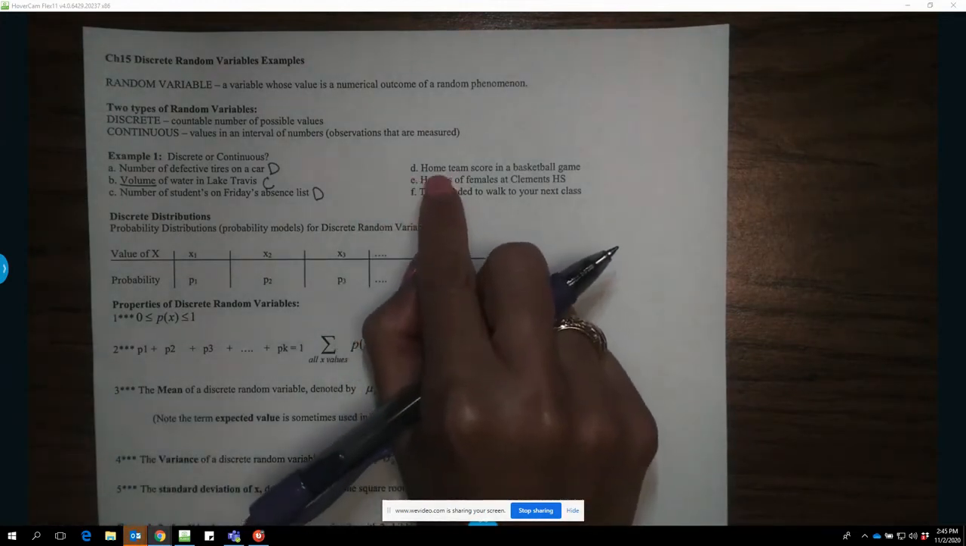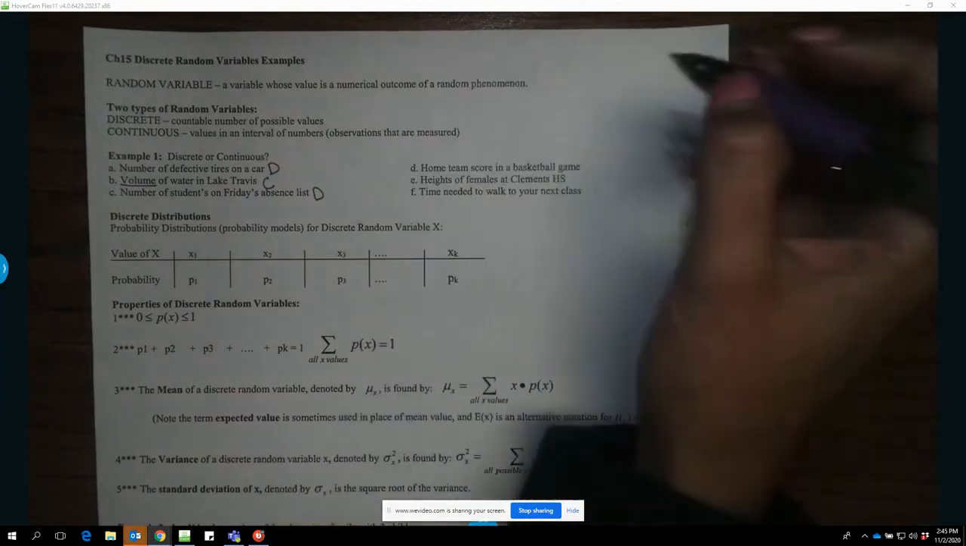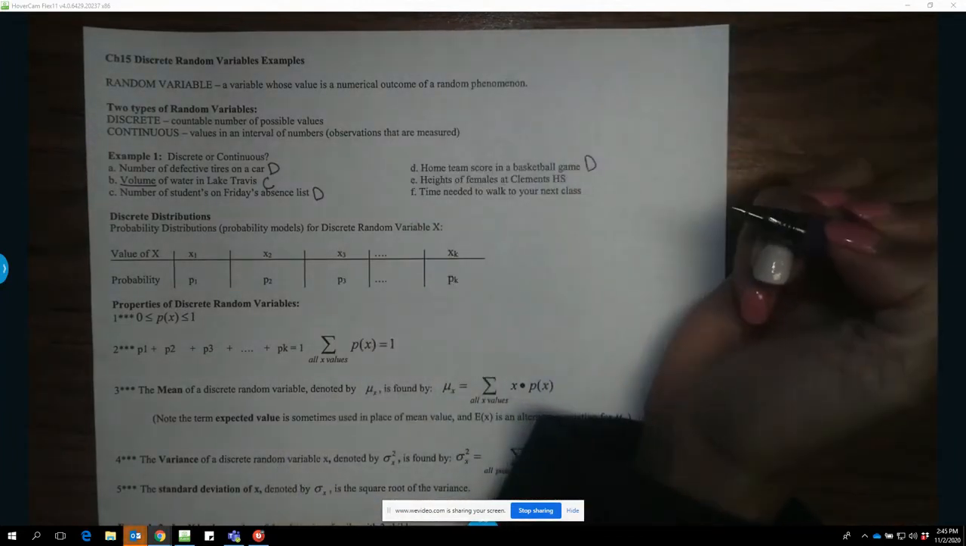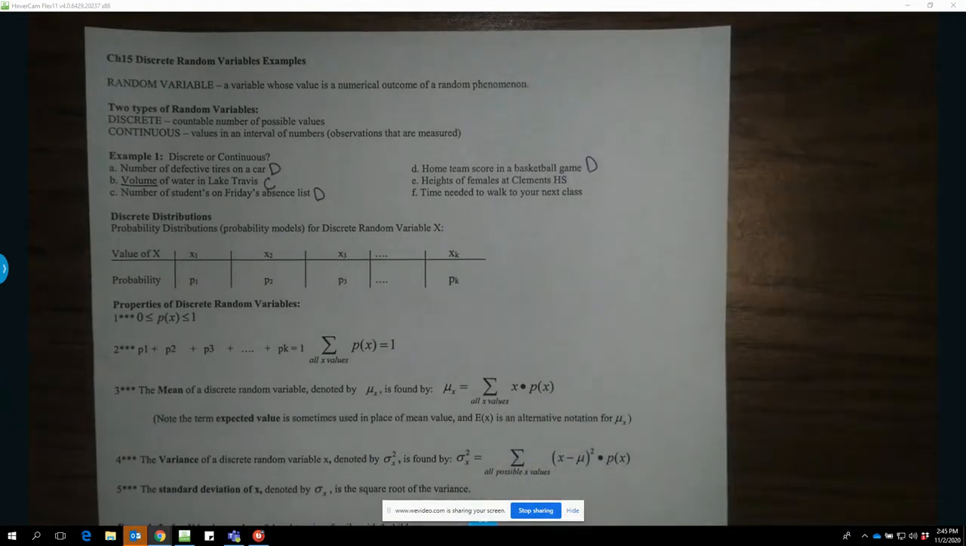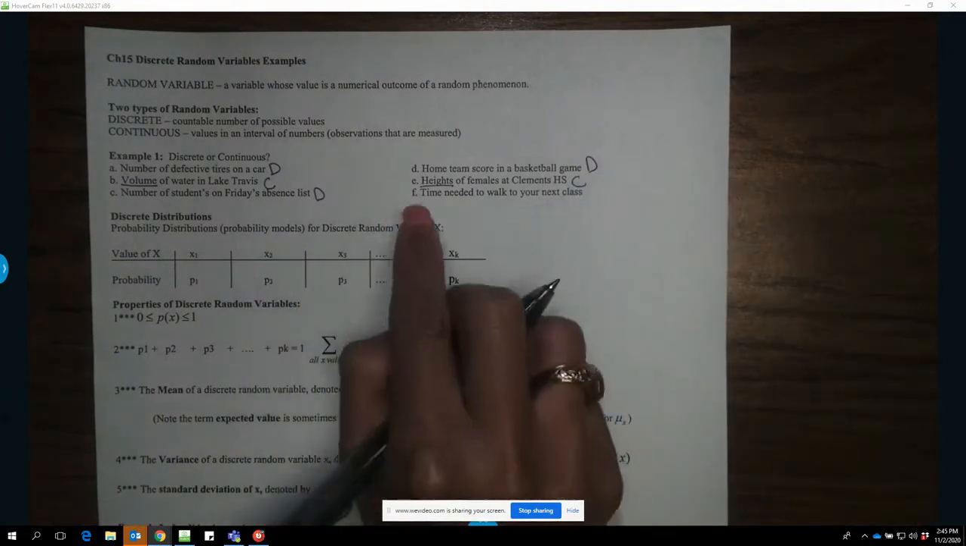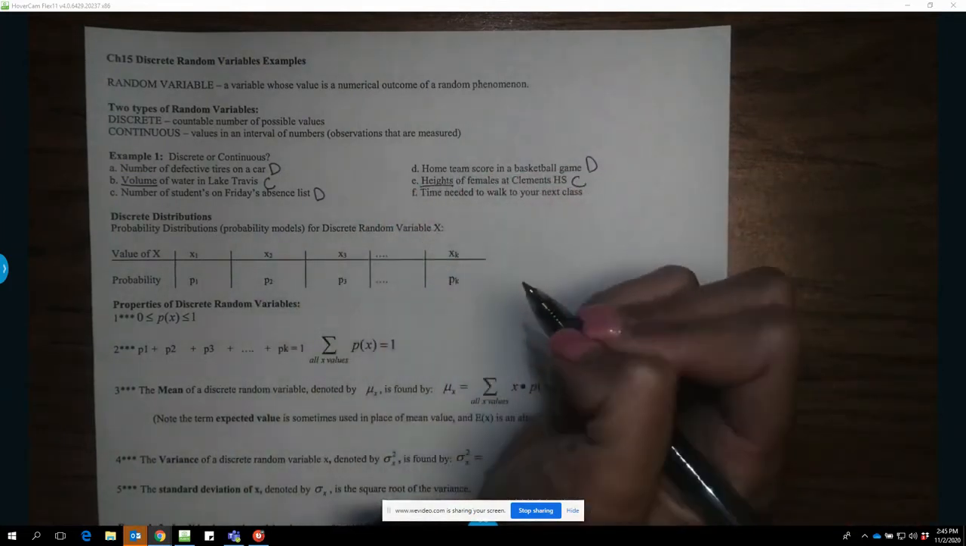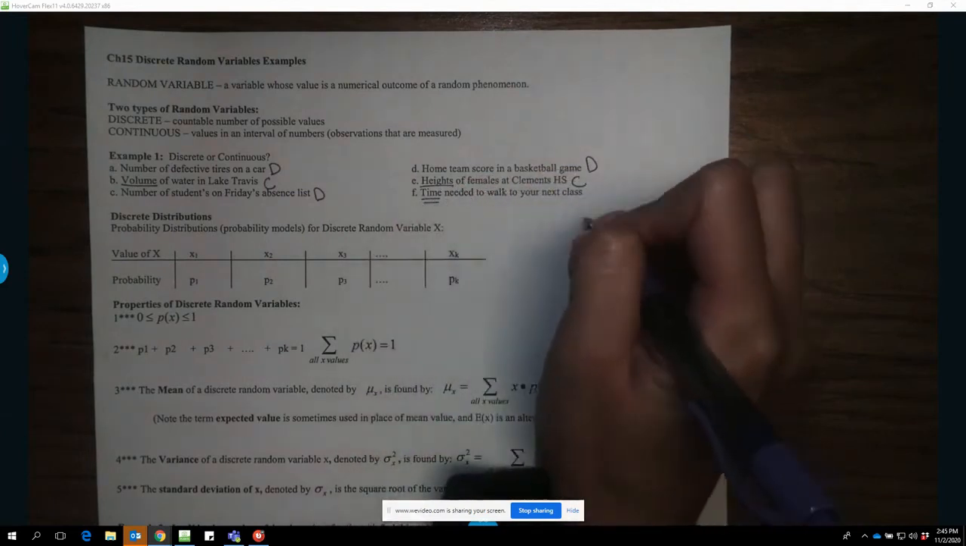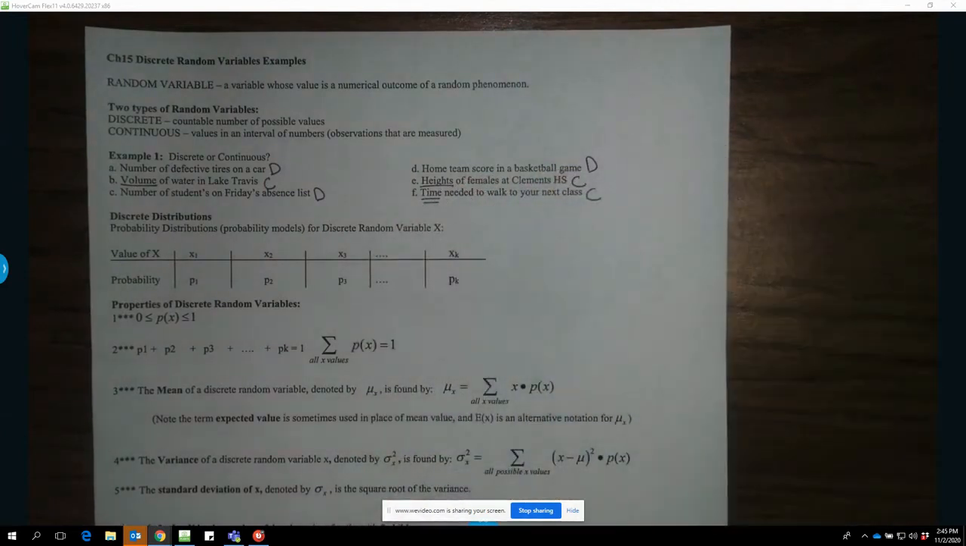D, the home team score in a basketball game, that's also going to be discrete because you can only have certain values depending on the baskets and the points that the team gets. Letter E says heights, so that's going to be continuous. And finally, letter F, anytime we do time, I guess for this class, it's just going to be continuous. All right. So make sure you know how to do those discrete versus continuous. Use the textbook for more practice.